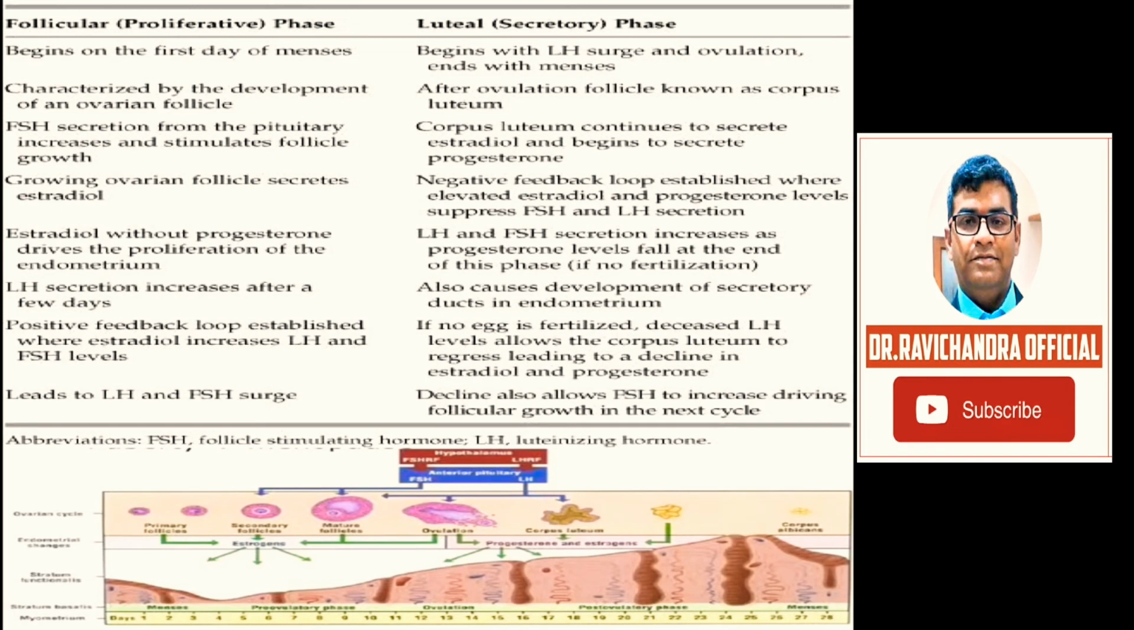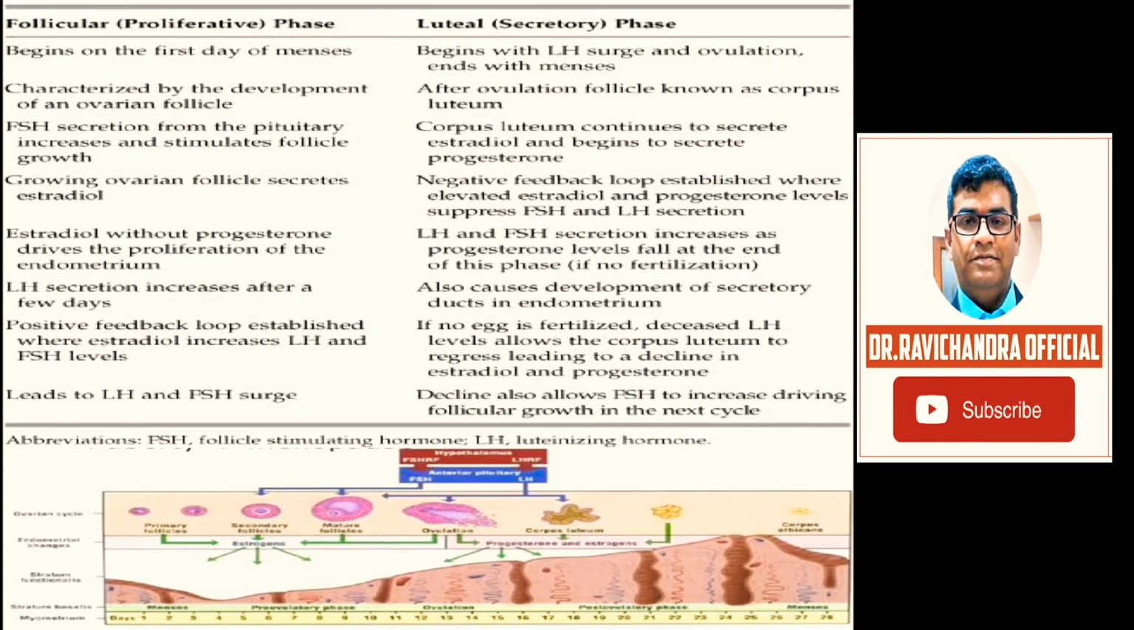After ovulation, the follicle is known as corpus luteum. This corpus luteum continues to secrete estradiol and begins to secrete progesterone. The negative feedback loop established results in elevated estradiol and progesterone levels suppressing the FSH and LH secretion.